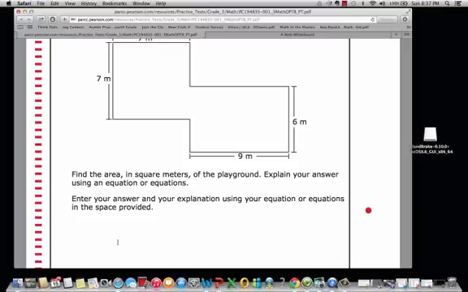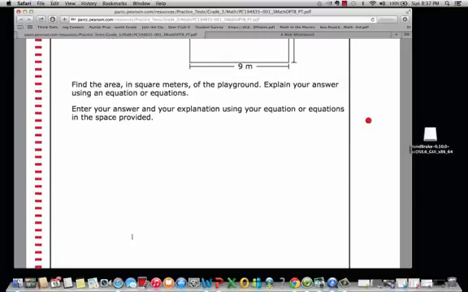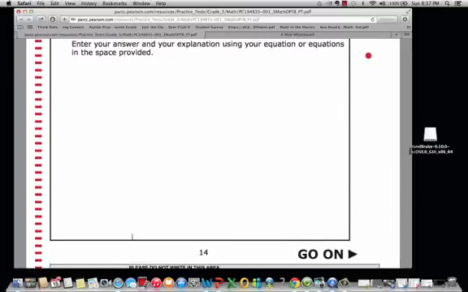And here you could have just listed the number sentences. 7 times 7 is 49, 9 times 6 is 54, and then 49 plus 54. You could also write it out in sentences.